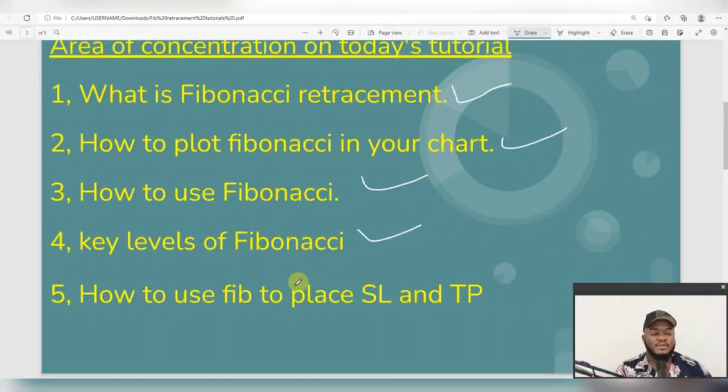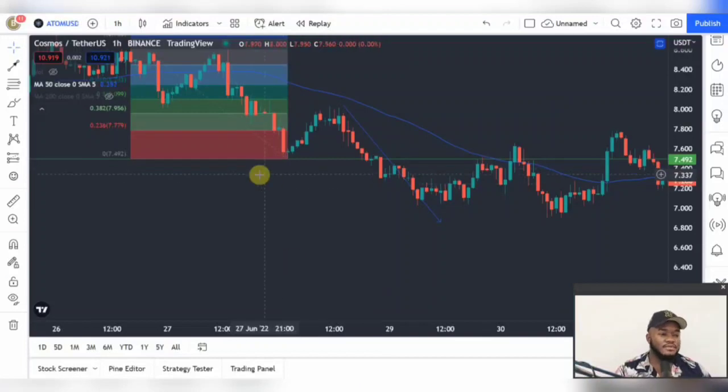Now, how to use Fib to place SL and TP, that is your stop loss and take profit. This is actually one thing that many people don't know how to do, but it's very simple. You enter the support, you place below the support. You enter the resistance, you place above. It's very, very simple for support and resistance levels. But I'm still going to show you in my chart.